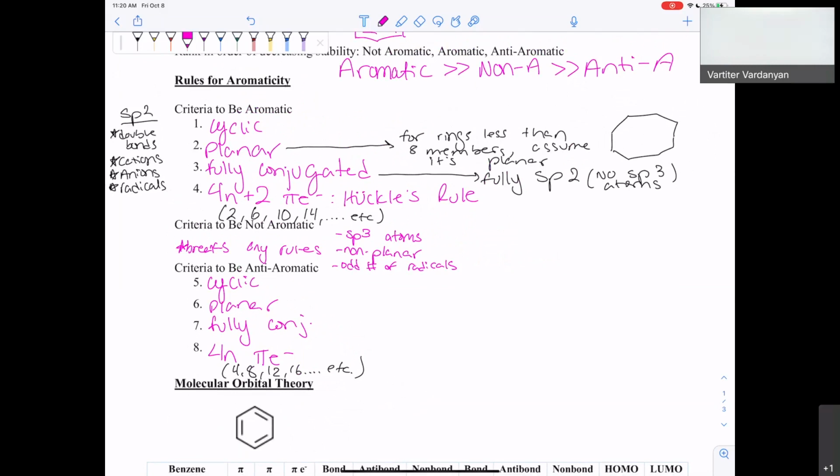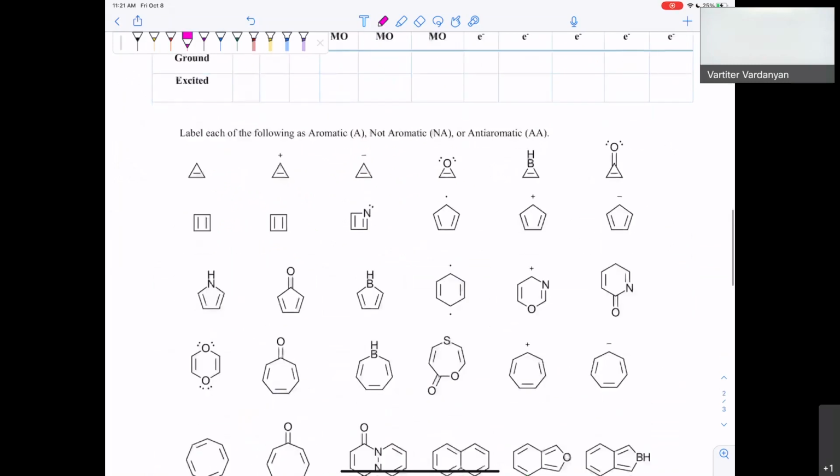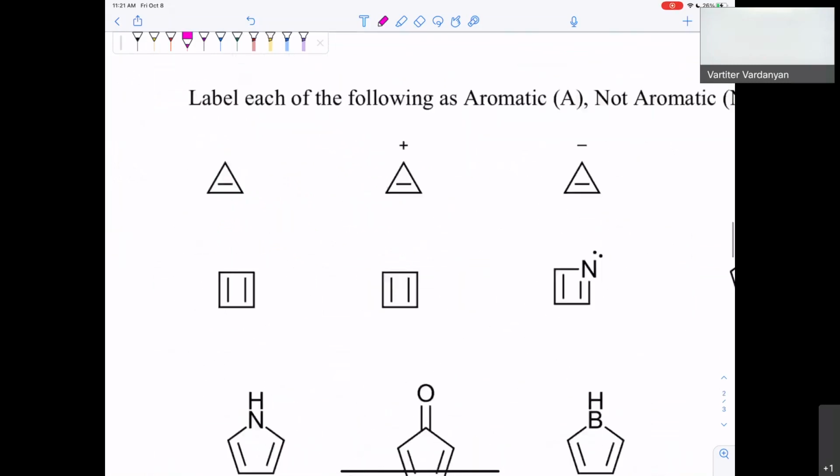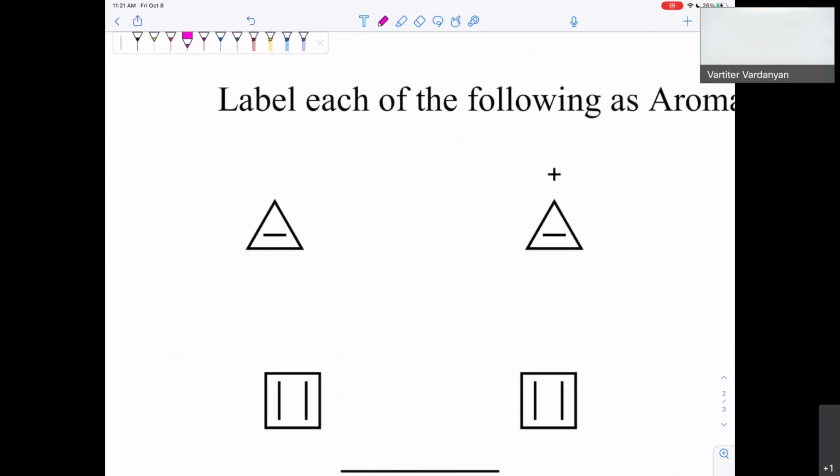How do we feel? Okay, cool. I'll leave that up for another second. Molecular orbital theory, we're going to skip for right now, and we're going to come back to it after we've done the examples. I don't know why I have it like this in the handout, but I guess it'd be like that. So the first one we're going to do is this lovely little triangle right here.